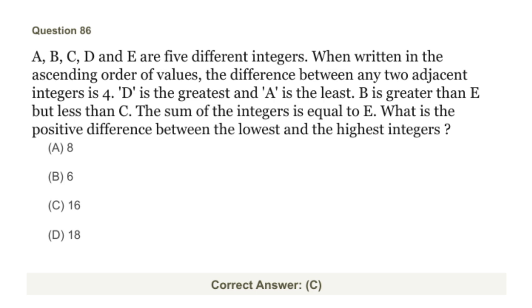Now, with a equals minus 6, we can find all the other integers. b equals a plus 4 equals minus 6 plus 4 equals minus 2. c equals a plus 8 equals minus 6 plus 8 equals 2. d equals a plus 12 equals minus 6 plus 12 equals 6. e equals a plus 16 equals minus 6 plus 16 equals 10.